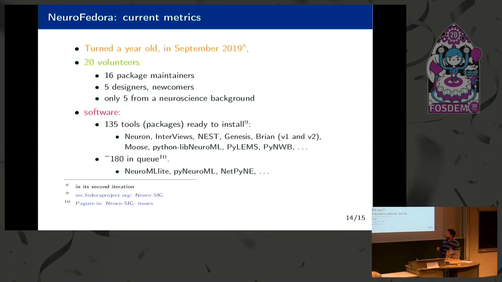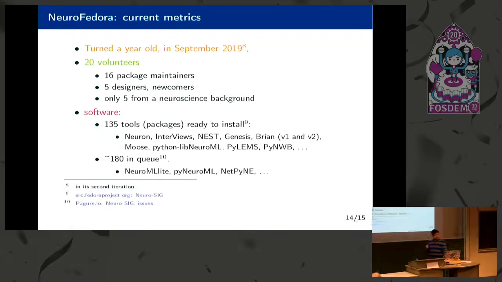So, about software, we have like 135 tools we have packaged for Fedora right now. We have like the Neuron simulator, the Nest simulator, Genesis, Brian, and we have multiple packages in queue as well. We have around 180 packages in queue that are in the process of being packaged. So we have NeuroML and simulators of that kind as well.